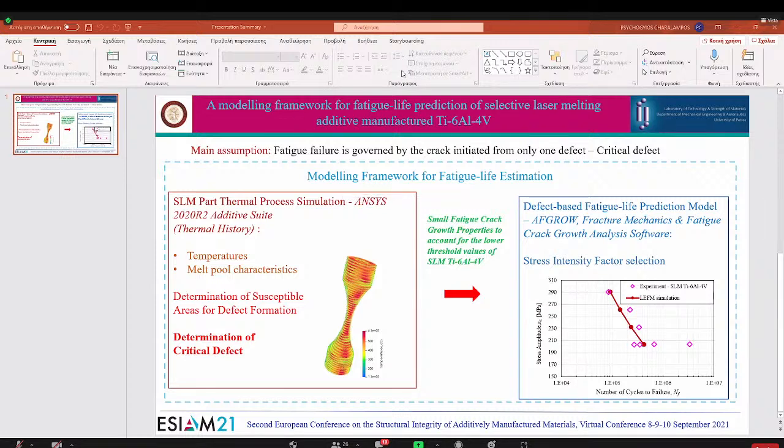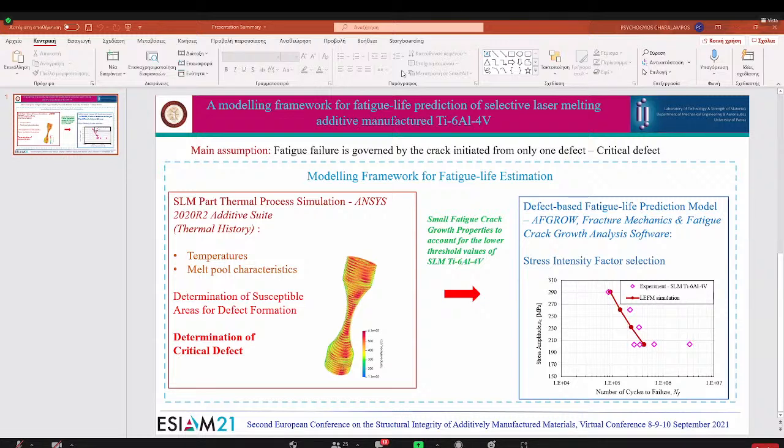In our work, as the title suggests, a modeling framework for fatigue life estimation of selective laser melting additive manufacturing Ti64 was developed, and the results of the current modeling framework were compared with the experimental results from the open literature for validation purposes. The main assumption of the current modeling framework is that fatigue failure is governed by the crack initiated from only one defect, which is characterized as the critical defect of the part.